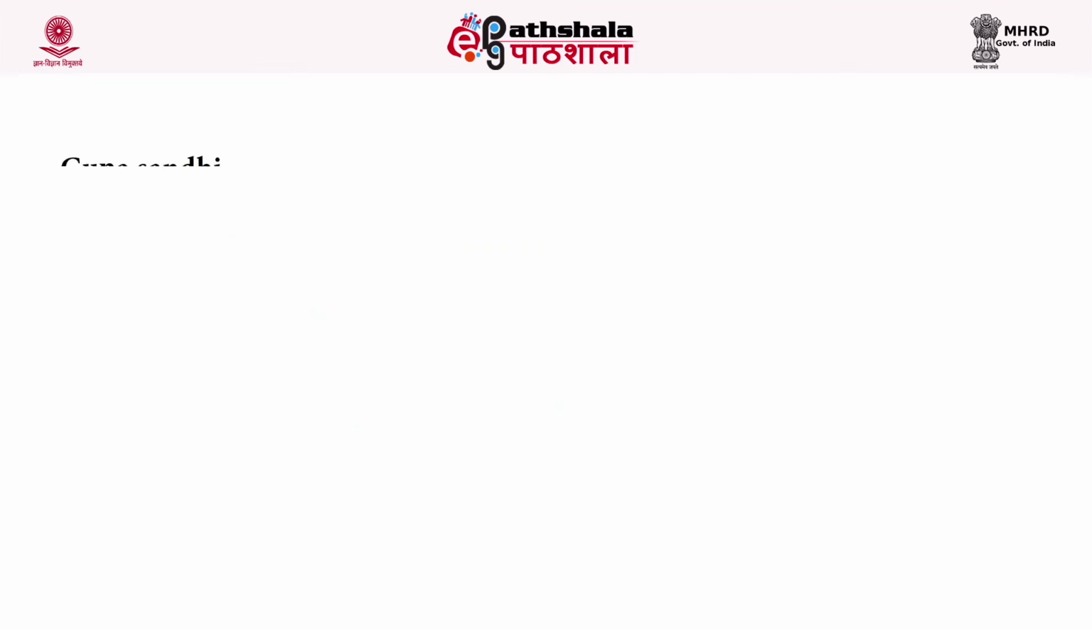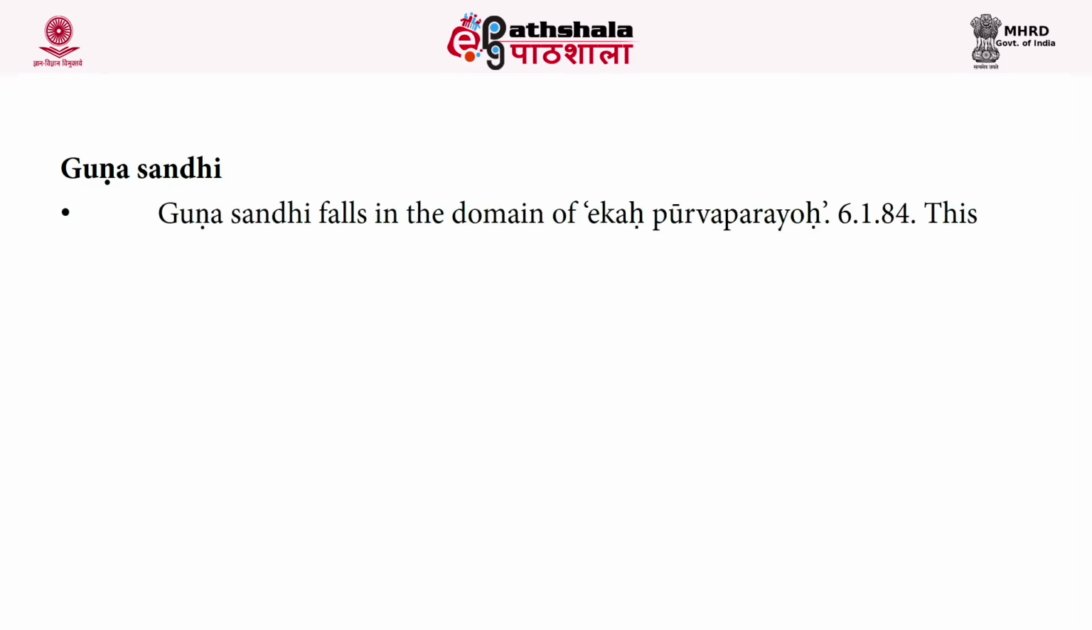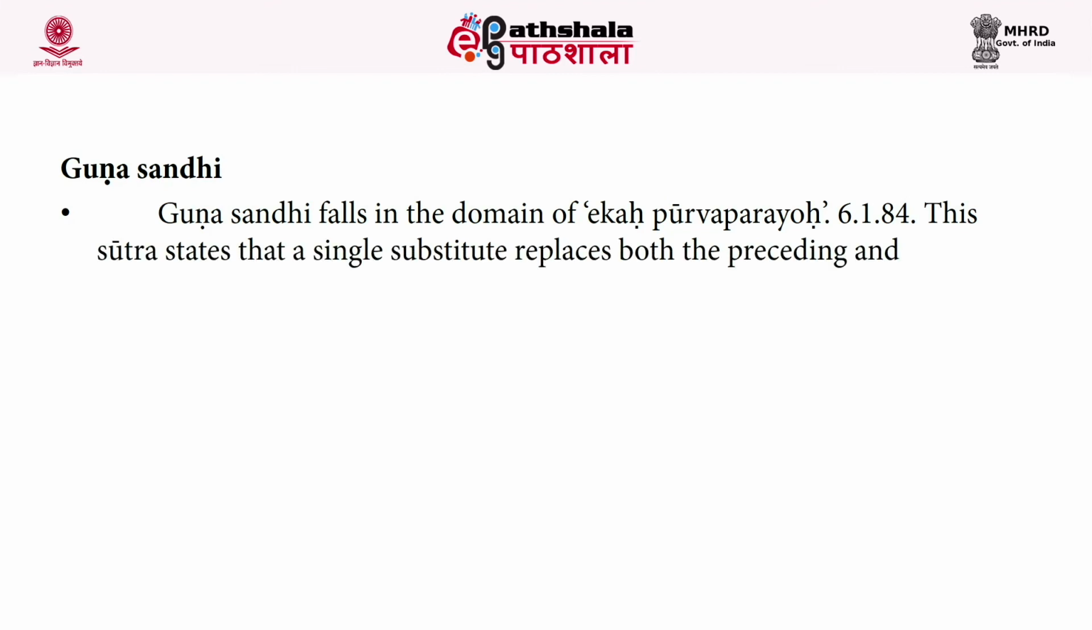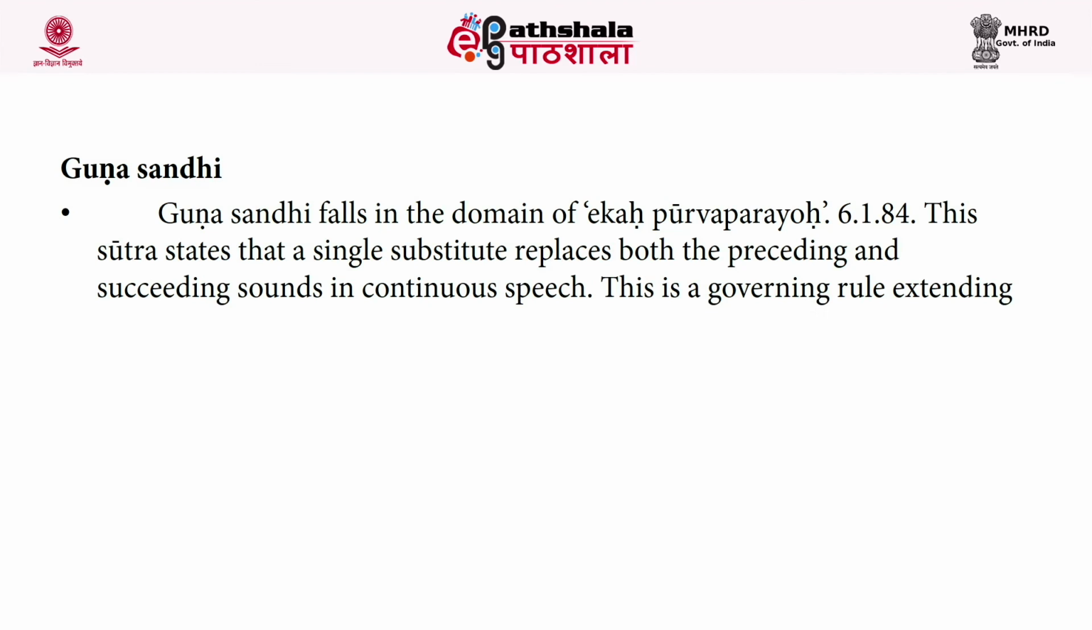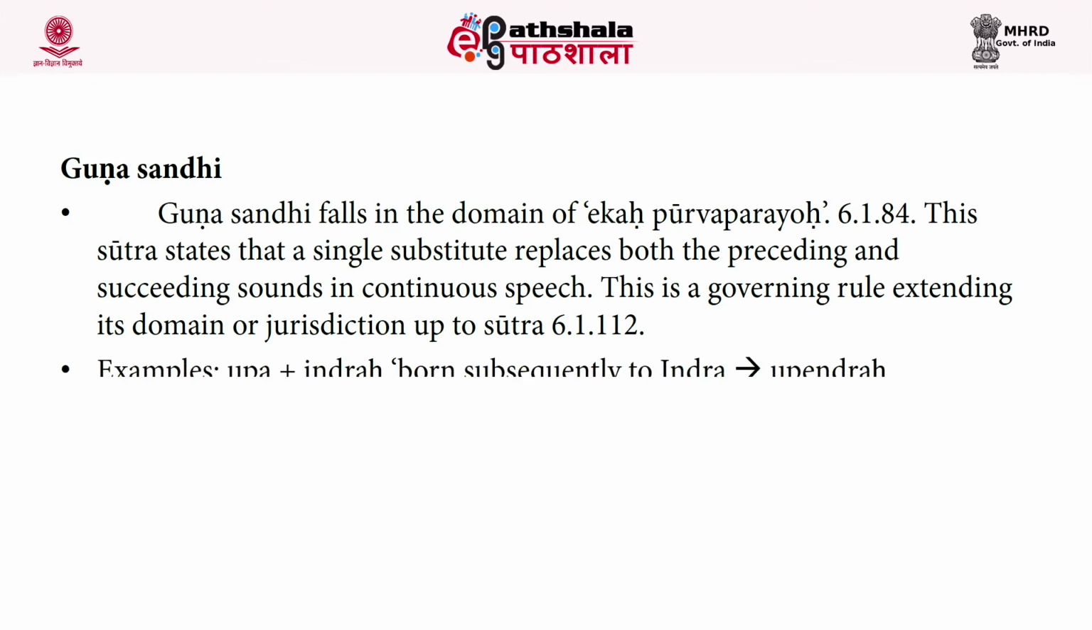Guna Sandhi. Guna Sandhi falls in the domain of Ekah Purvaparayoh 6.1.84. The sutra states that a single substitute replaces both the preceding and succeeding sounds in continuous speech. This is a governing rule extending its domain or jurisdiction up to Sutra 6.1.112. Examples. Upa Indrah, born subsequently to Indra, a name of Krishna. Ganga plus Udakam, the water of Ganga. The Sutra Ad Gunah 6.1.87 is applied here.